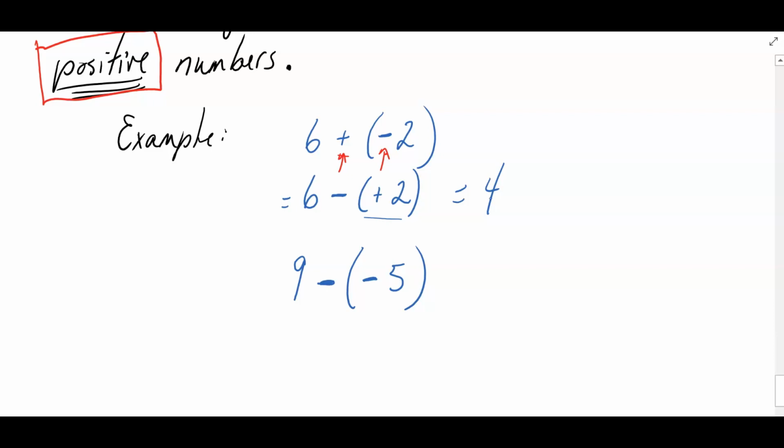The same can be done in the second example. Instead of working with a negative number, like this, subtracting a negative, we can change the sign of each. This becomes 9 plus +5. And 9 plus 5 is 14. So if you find it helpful to change the sign of the number and change the operation to the opposite, then that will work. But remember, you must change both.